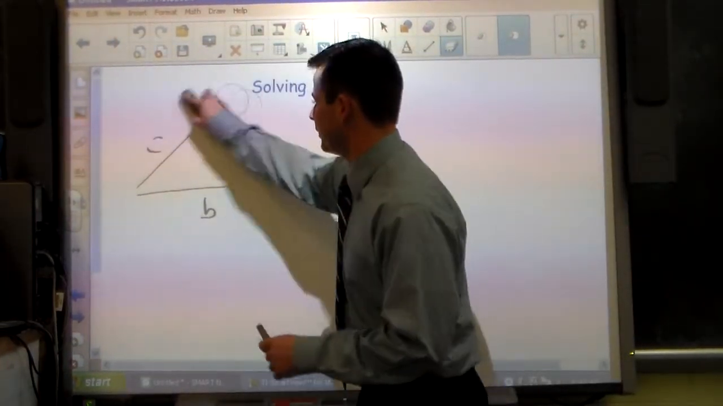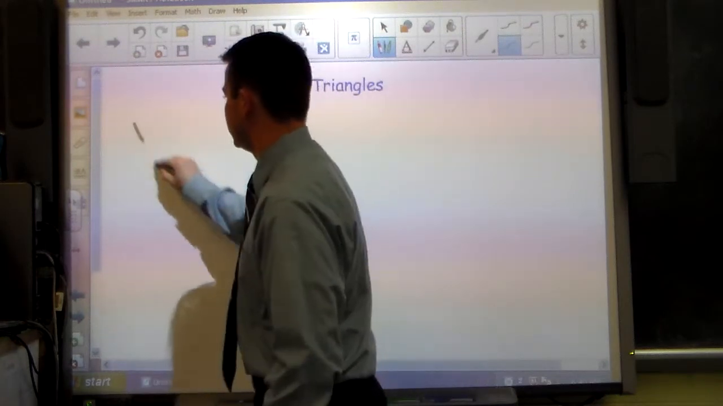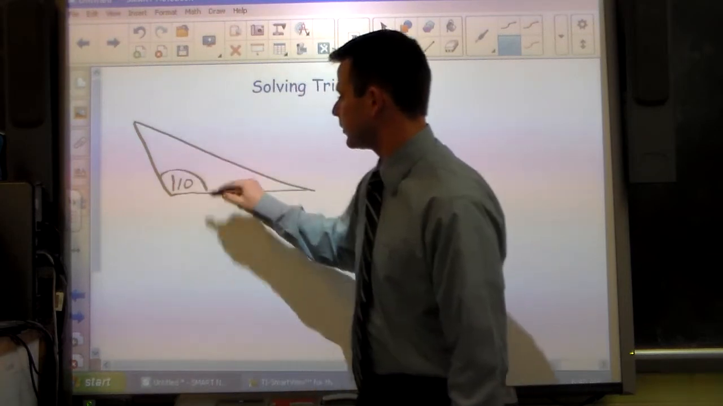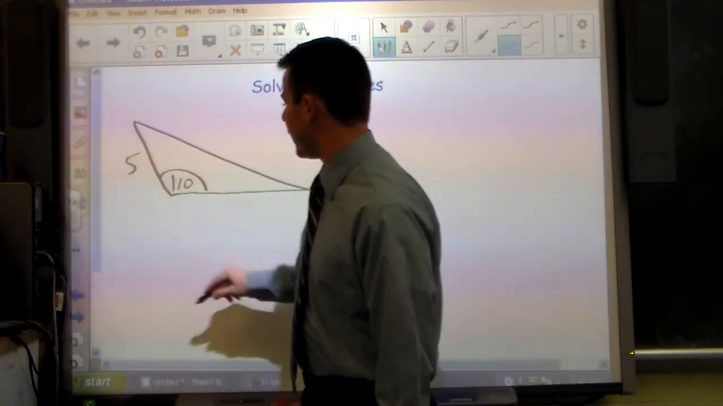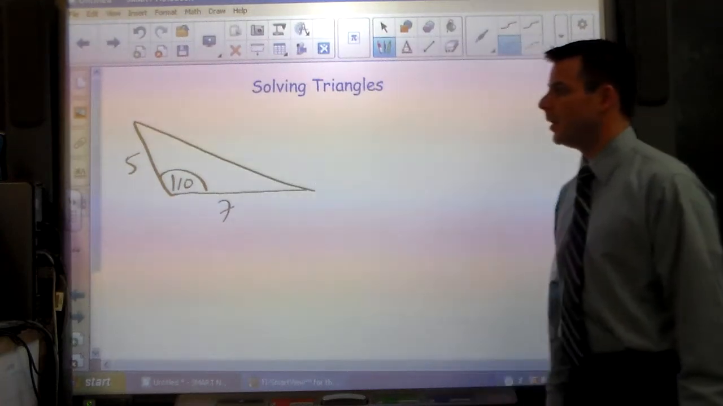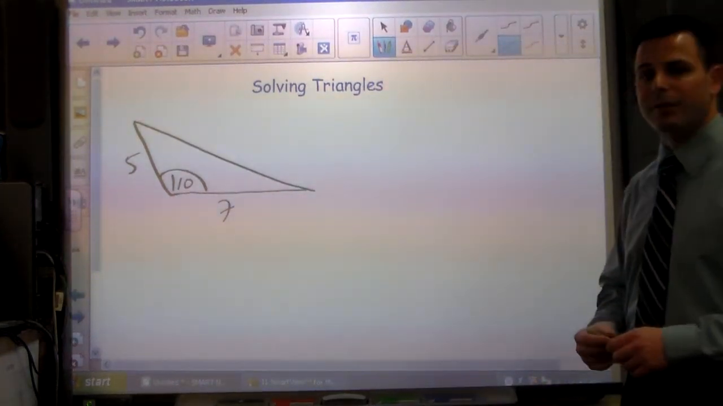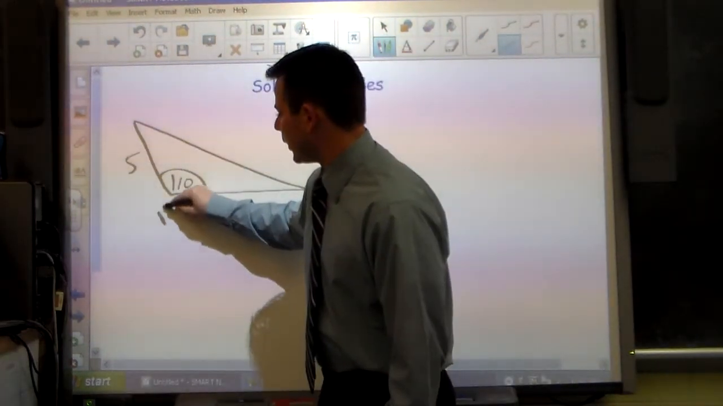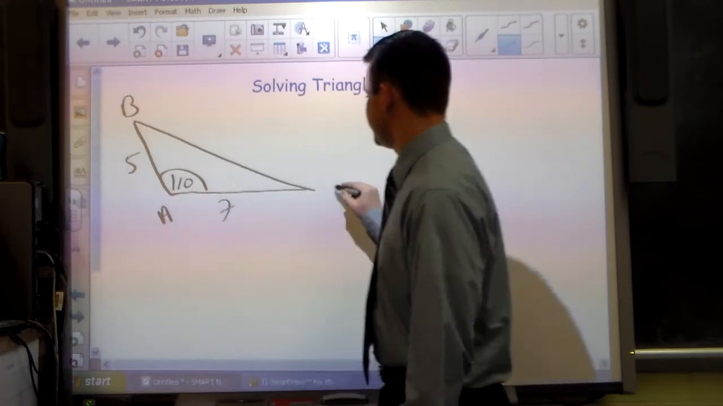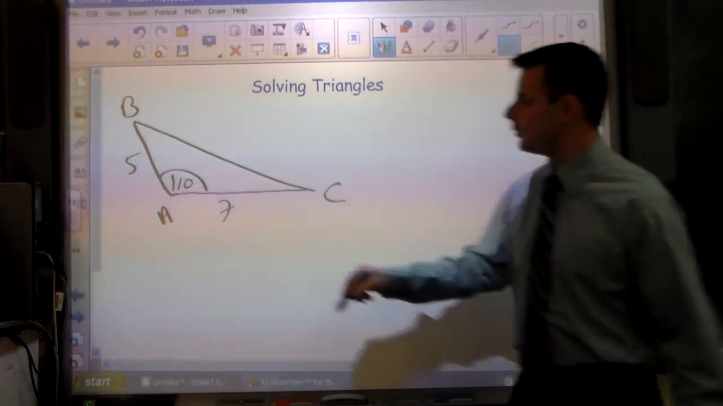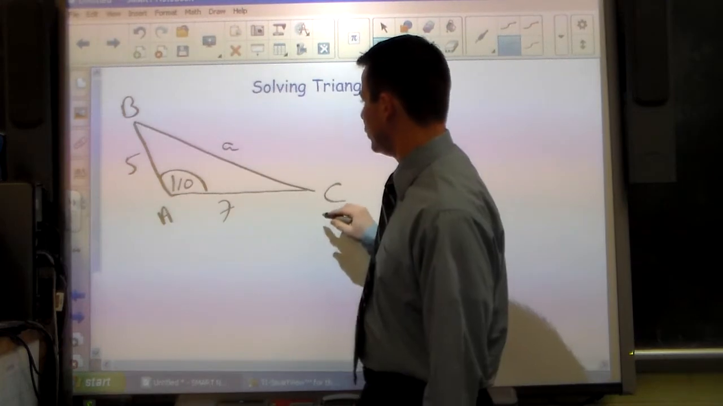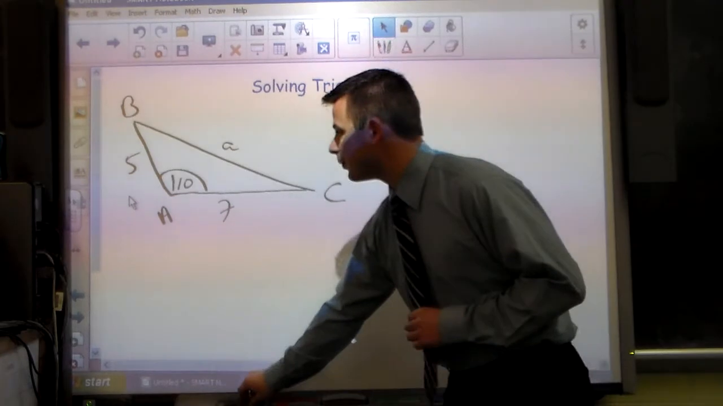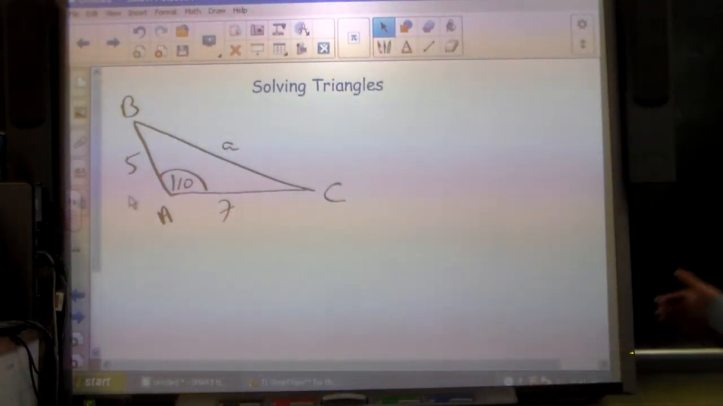So let's do an example first. Let's say that we have a triangle where this is 110 degrees, this is 5, and this is 7. Let's find all of the other pieces of information now. So let's call this triangle A, B, C. That means we're looking for side A, angle B, and angle C. So three pieces of information that we have, three pieces of information that we're looking for.